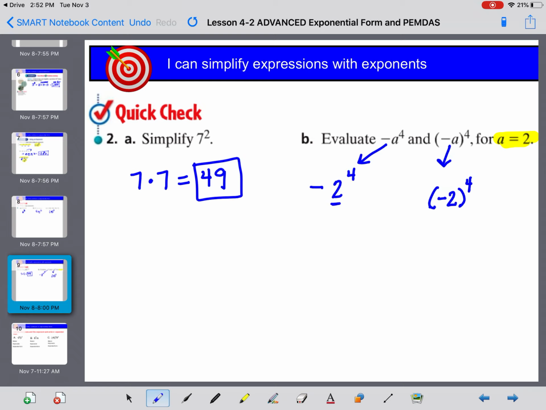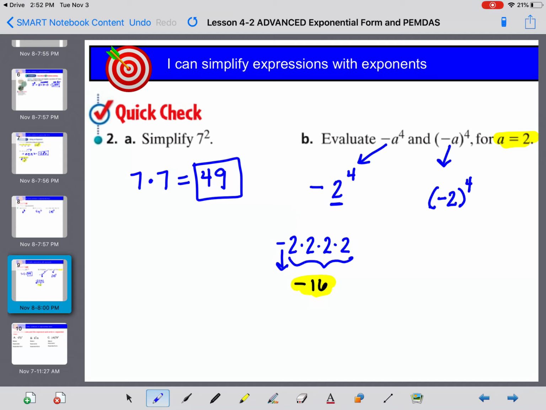In this case, only 2 is the base and is being repeatedly multiplied. So I'm going to write 2 times 2 times 2 times 2. 2 times 2 is 4, 4 times 2 is 8, 8 times 2 is 16. So this is 16, and this negative sign simply comes down in front, negative 16.